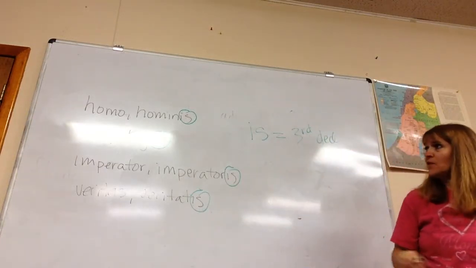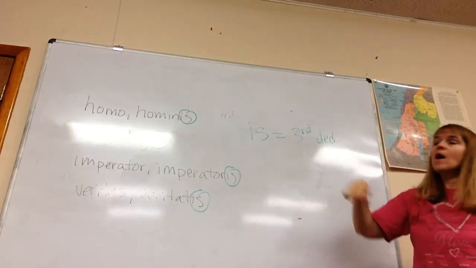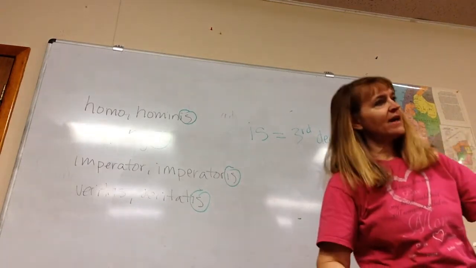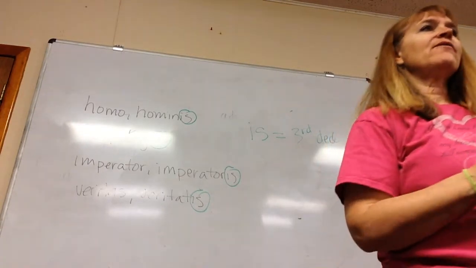So what if we want to decline a third declension noun? How do I find my stem?